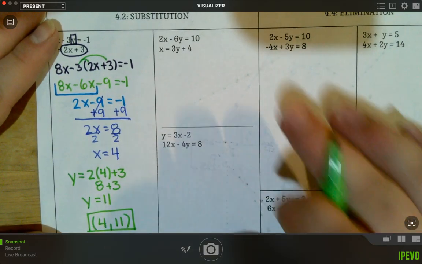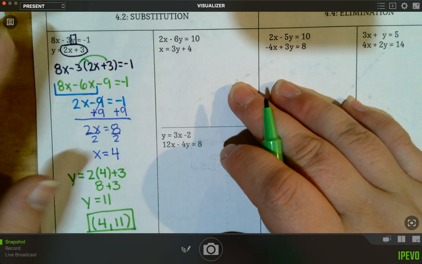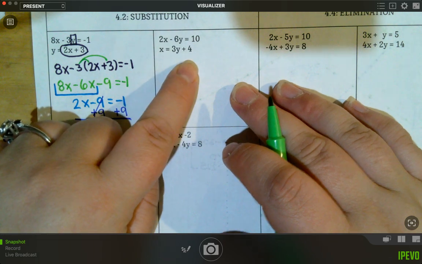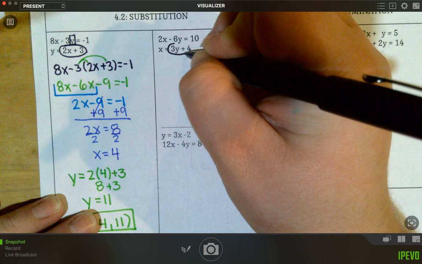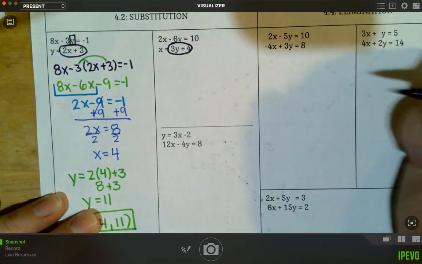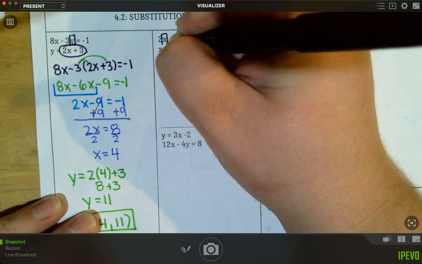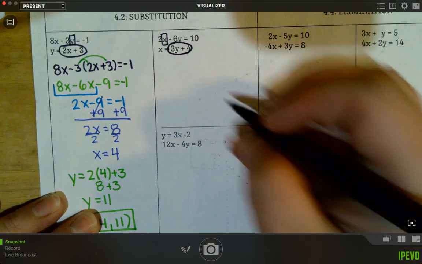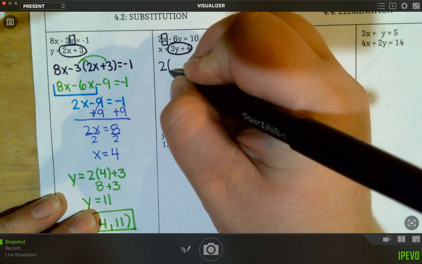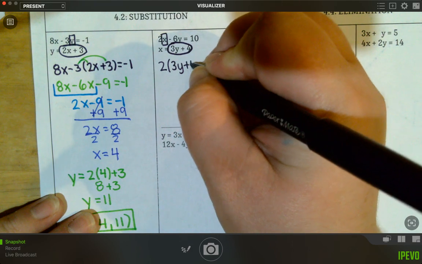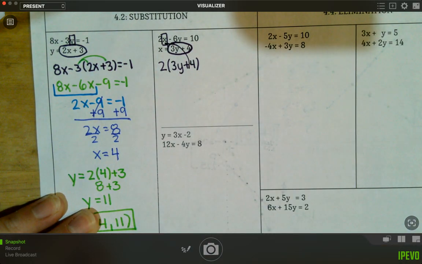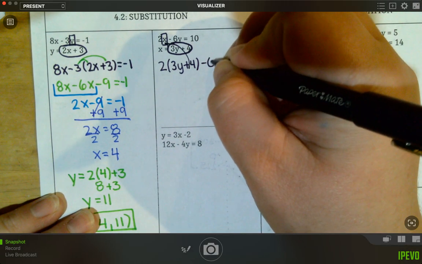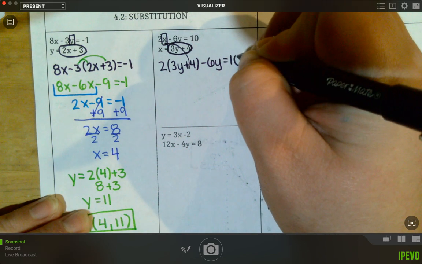All right, coming over here, x equals 3y plus 4. So this time, x is the one that's all by itself. So you're going to take this and replace it with the x. So that'll be 2 parentheses 3y plus 4. So the x gets replaced with this. Notice how the x isn't there anymore. That's the whole point. And then we have to rewrite the rest of the equation.